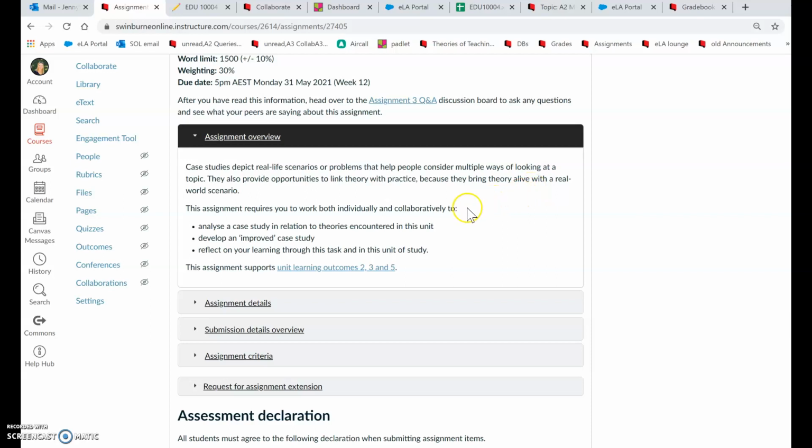So in our assignment, we're going to work individually and collaboratively to analyse a case study. So you'll be thinking about the theories that we've covered in this unit when you analyse it, developing an improved case study, and you'll reflect on your learning through this A3 task and also over our unit of study. And it covers learning outcomes 2, 3 and 5.